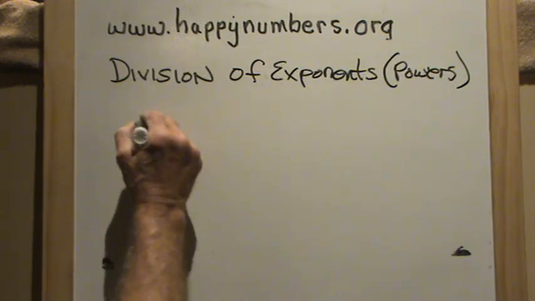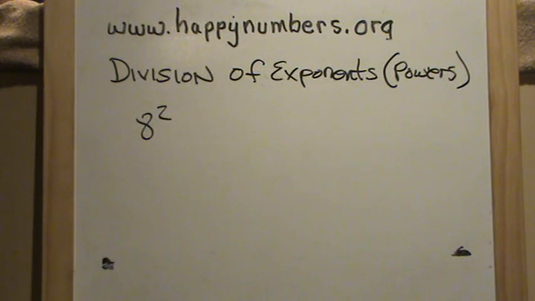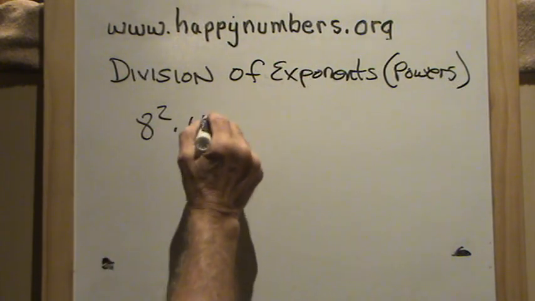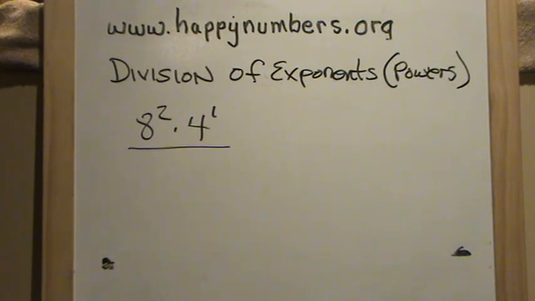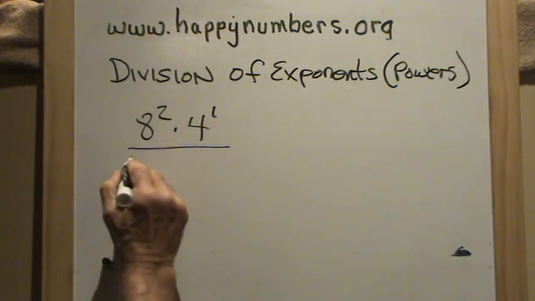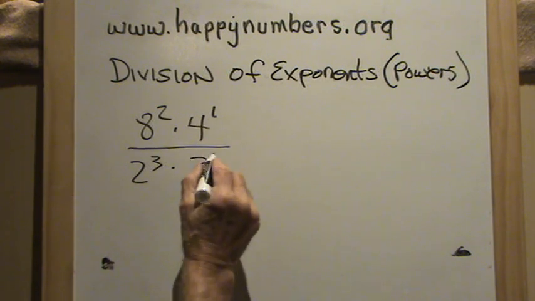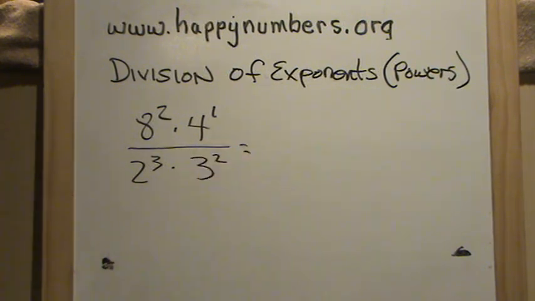Let's take this one. Let's take 8 to the second power times 4 to the first power divided by 2 to the third power times 3 squared, or 3 to the second power. Well, go ahead and put your video or DVD on pause, work this problem, and then turn it back on again.